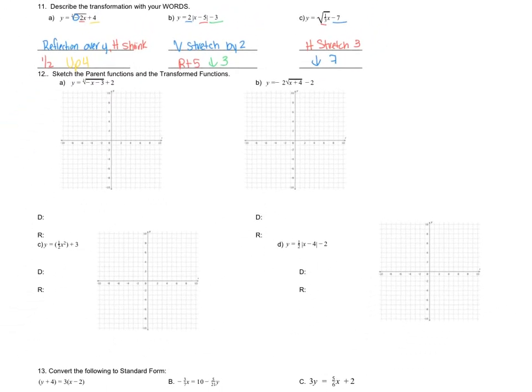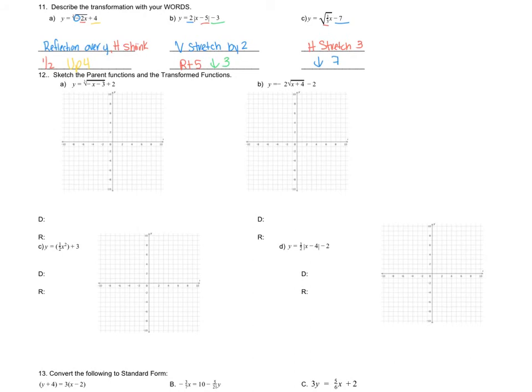Sketch the parent functions. Okay, so this is cube root of x. All right, so the cube root: negative 8, negative 1, 0, 1, and 8, negative 2, negative 1, 0, 1, and 2. So negative 8, negative 2, negative 1, negative 1, 0, 0, 1, 1, and 8, 2. So here is my parent.